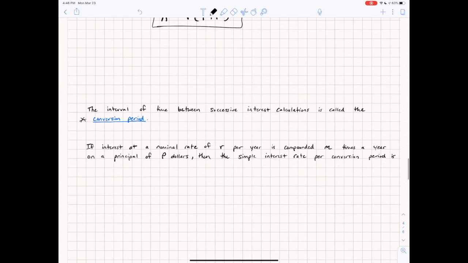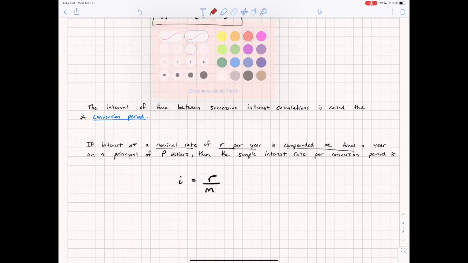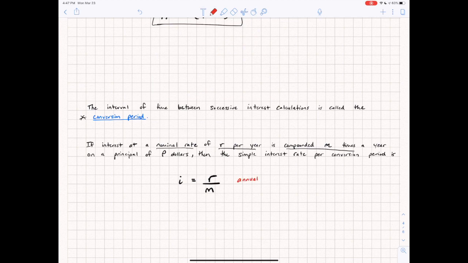All right, and so if we generalize this, if interest at a nominal rate of R per year is compounded n times, then the interest rate per conversion period is a little bit different. The way that it would be calculated is I'll call it a lowercase i. It would be equal to that annual rate divided by the number of times I'm compounded, because this R here is the annual interest rate. It's the rate that I'm making over the course of the entire year. And this is going to be broken up accordingly by my conversion period. So this is the period per year.